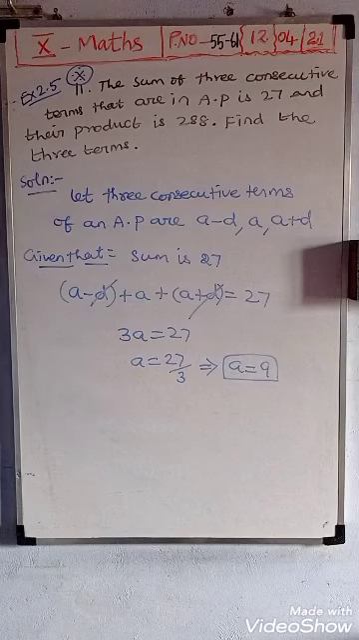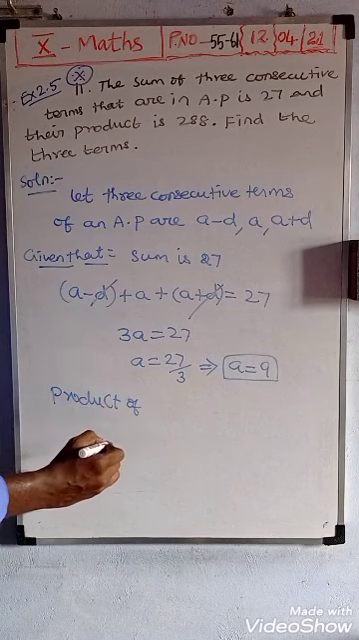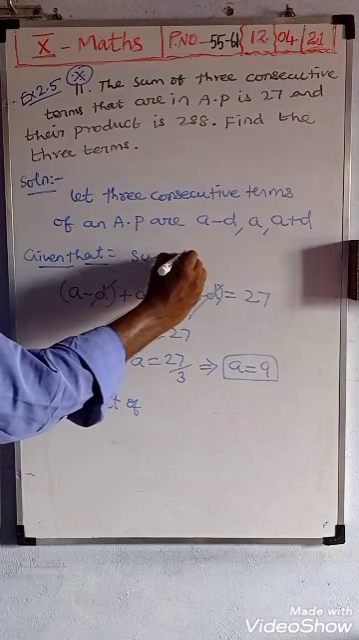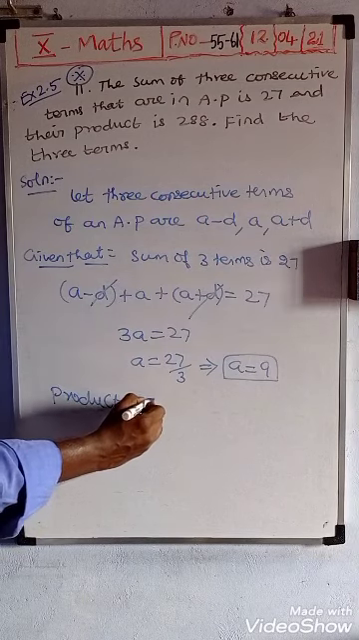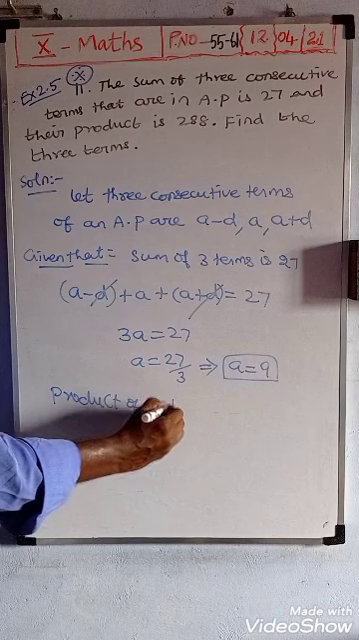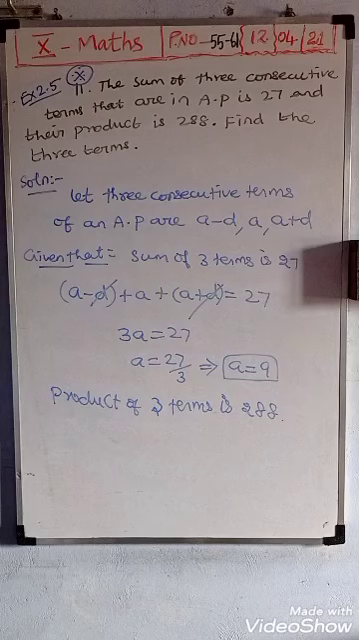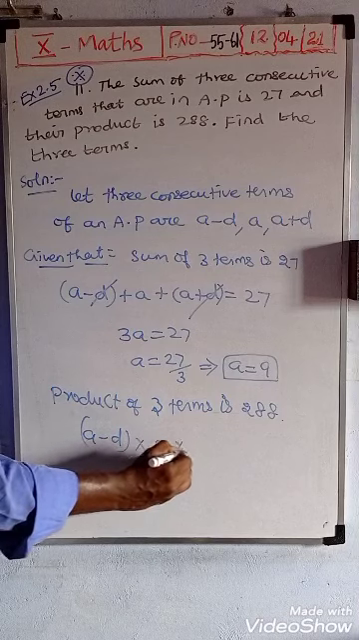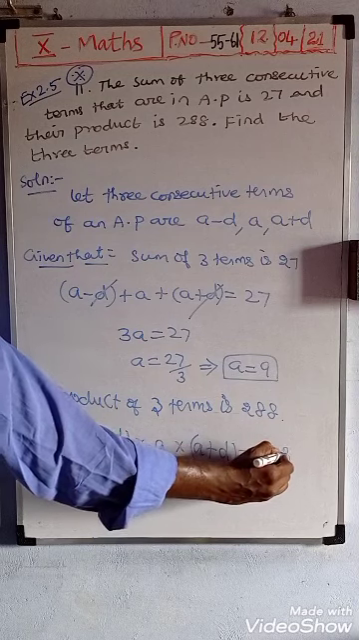Okay. Next, product of 3 terms. Next it is given the product of 3 terms. Here the sum of 3 terms is 27, and the product of three terms is 288. Okay, so now you want to multiply these three terms: A minus D into A into A plus D. If you multiply, we will receive the answer 288.